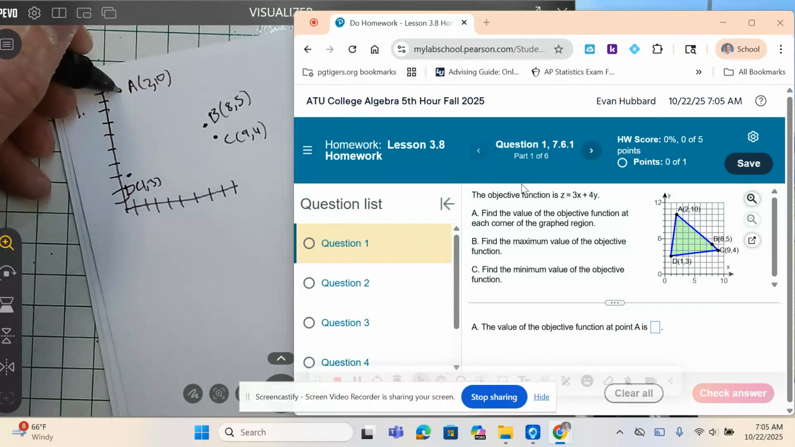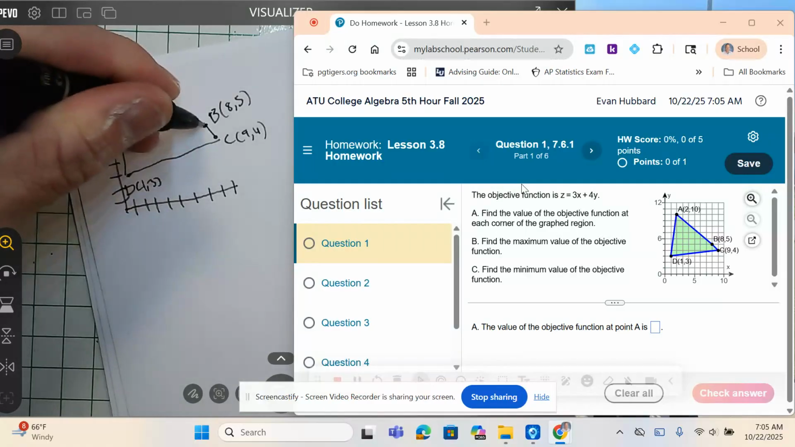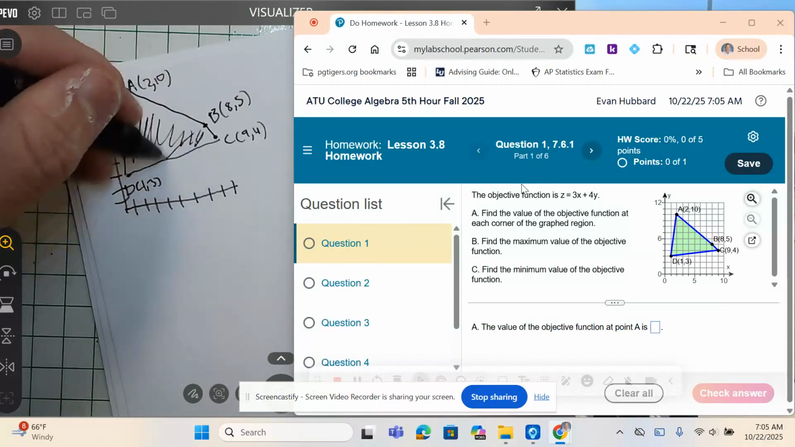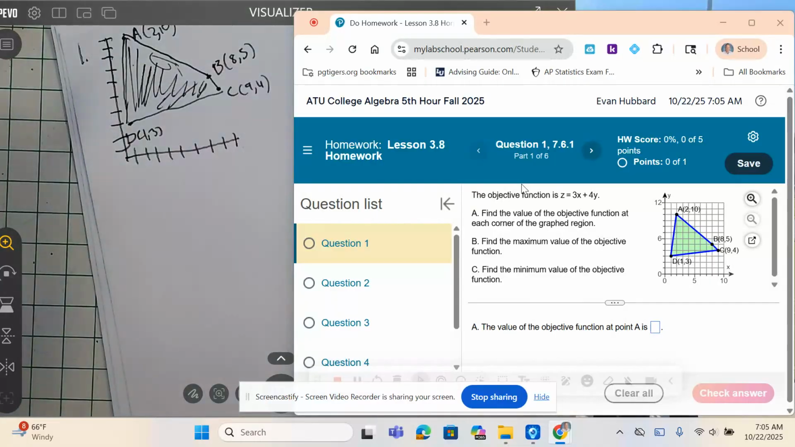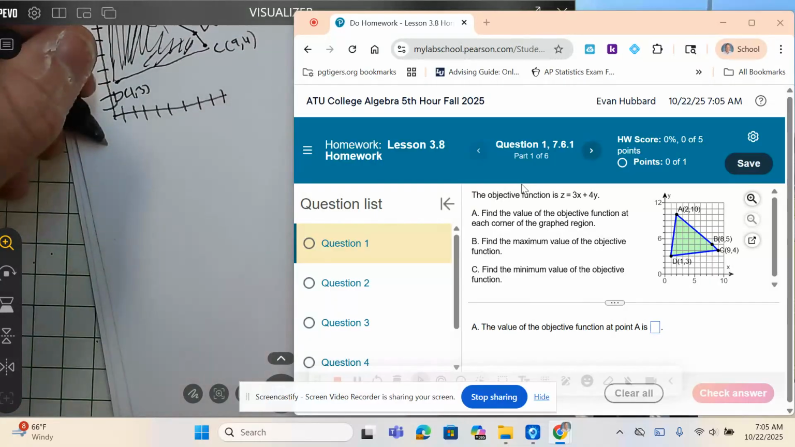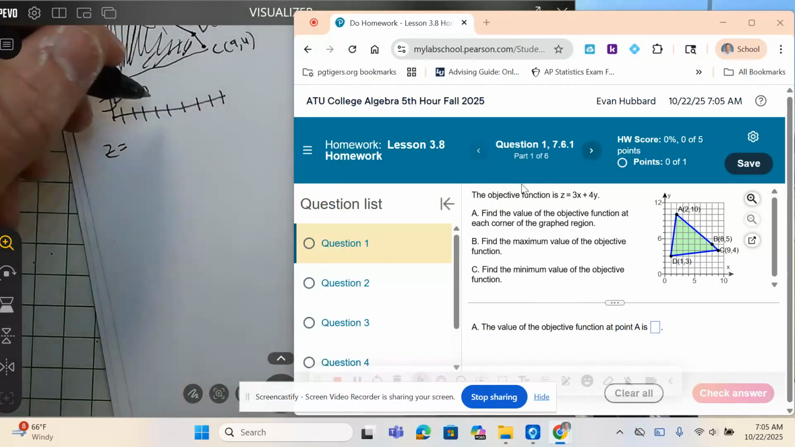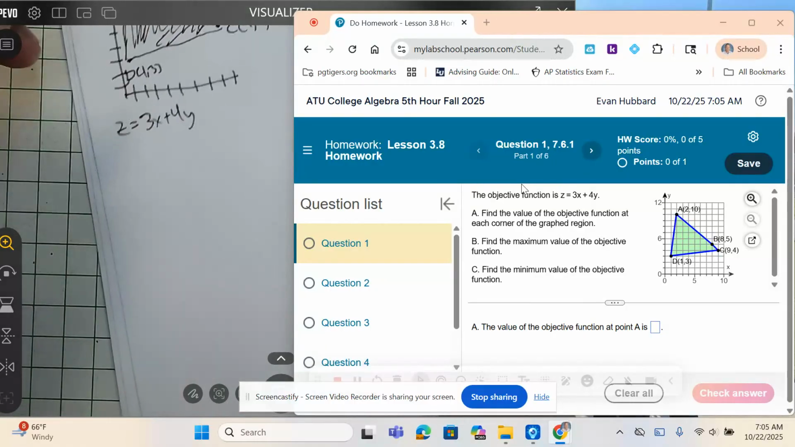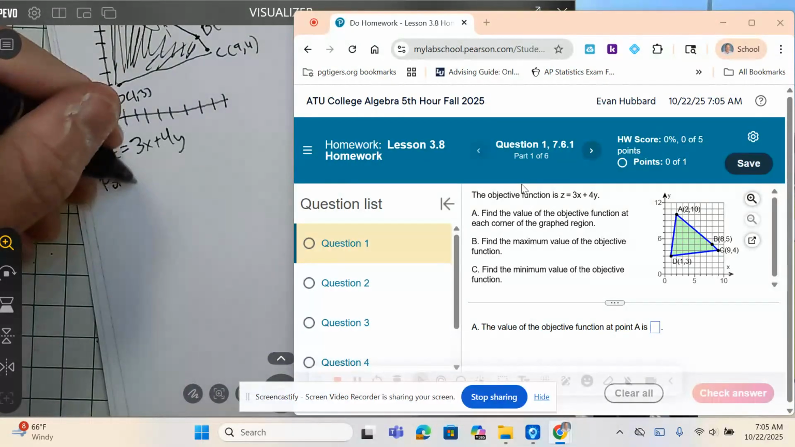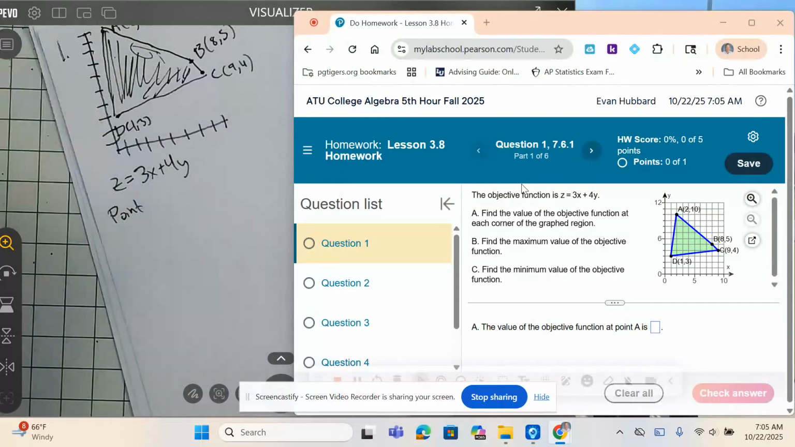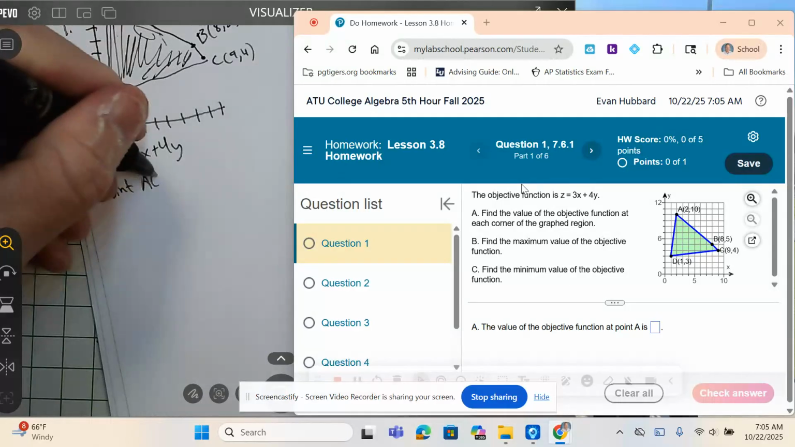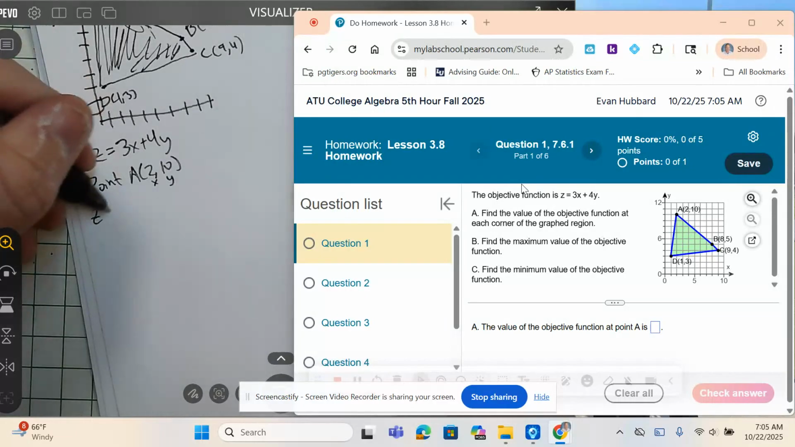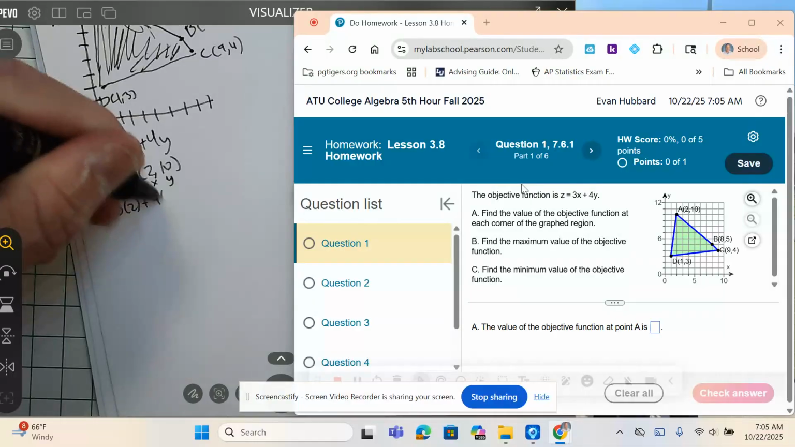So this is a bounded shaded region here, and we've got an objective function. We want to see the value of the objective function at different points. The objective function is 3x plus 4y. So at point A, which is 2, 10, 2 is x, 10 is y. We'll just plug that into the objective function.